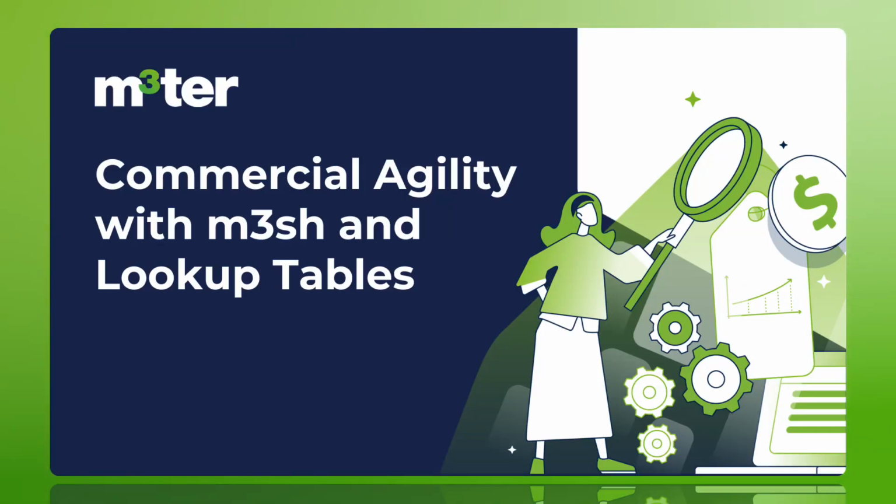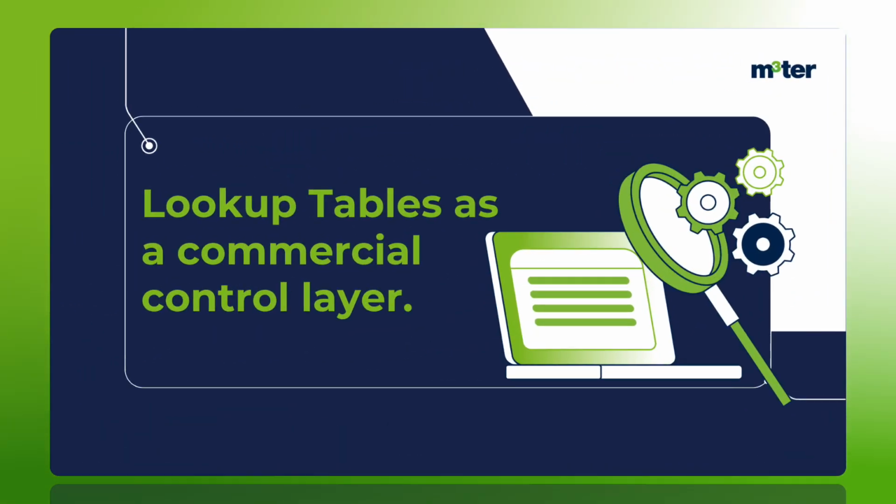Most billing teams eventually hit the same wall. You need customer-specific pricing such as negotiated discounts, regional overrides, or bespoke rates, and suddenly your clean pricing model explodes into manual configuration. More plans, more copies, more risk. Today I'm going to show you how m3sh and Lookup Tables solve that in a clean, automated, and scalable way.